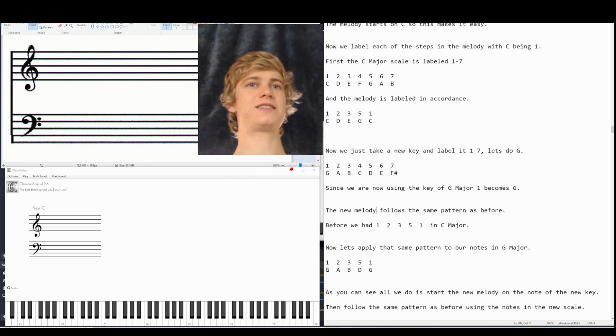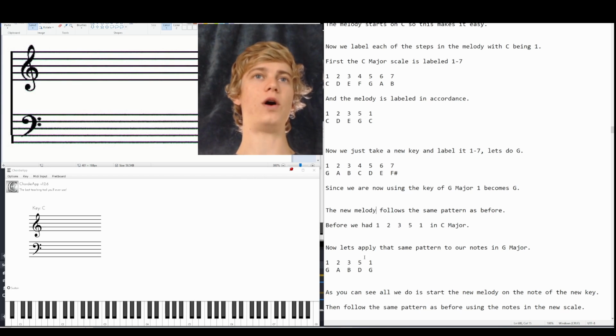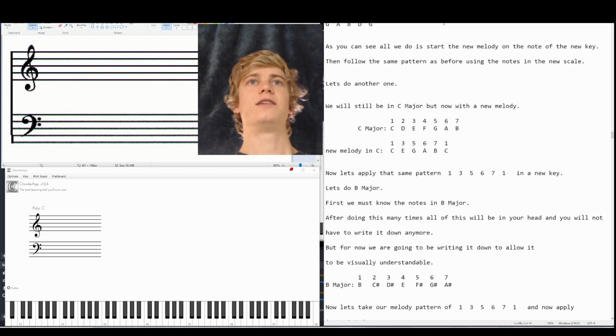Then we get this pattern of notes. We get G, A, B, D, and G. So it's the same 1, 2, 3, 5, and 1, but it's following the notes that are in G major, and because of this, now the same melody will sound the same, but it is in G major. As you can see, all we do is start the new melody on the note of the new key, then we follow the same pattern as before using the notes in the new scale.